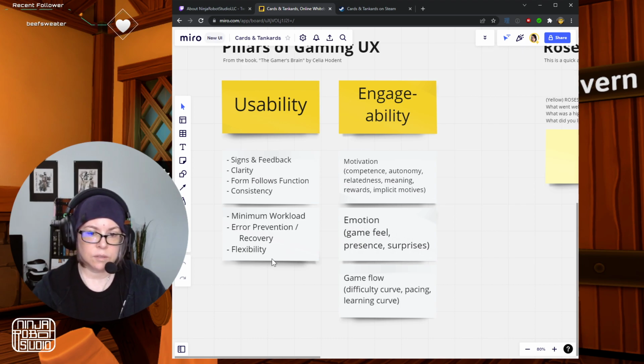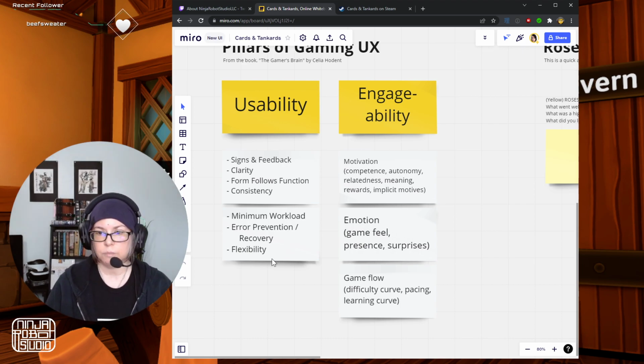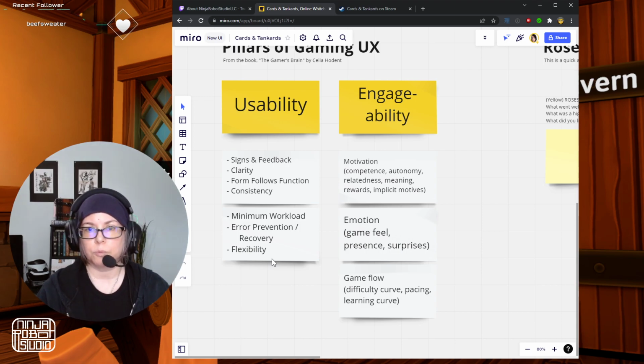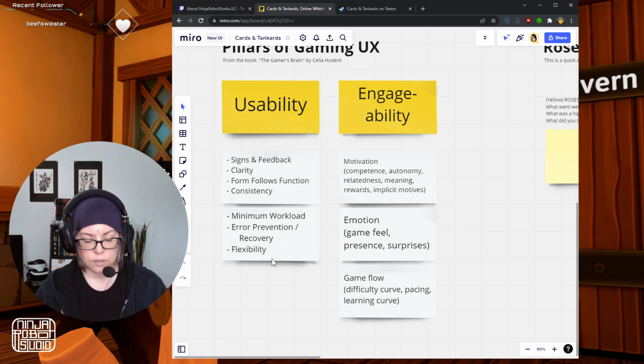And then flexibility is the more customizable a game is, the better it is for more people. So in terms of your mapping, your font size, your colors, the more accessible it is for all players, the more players will be able to enjoy your experience, including those with disabilities.